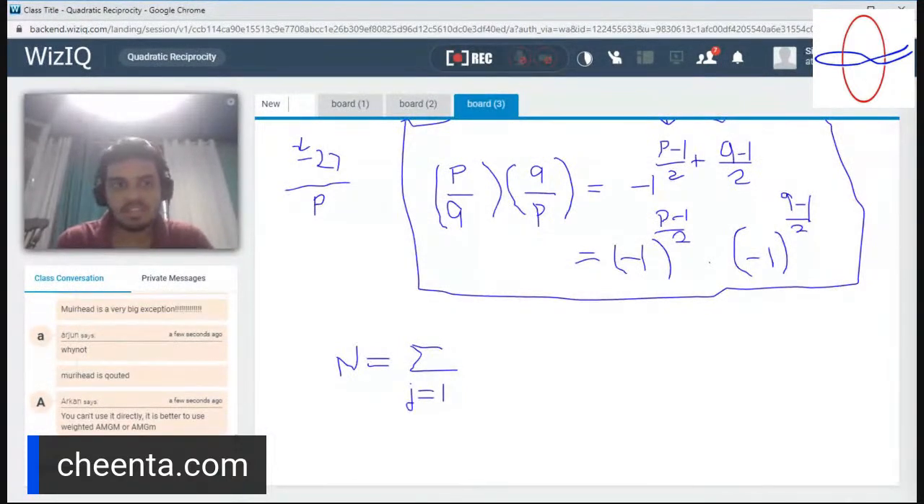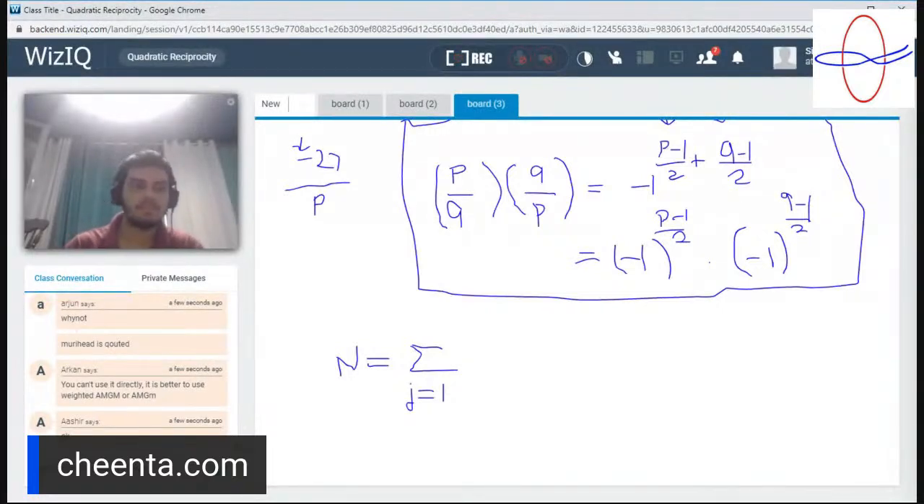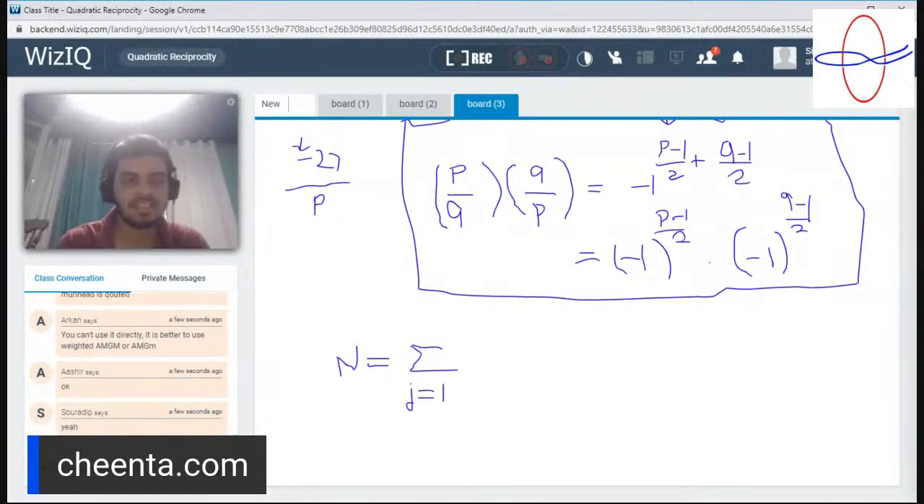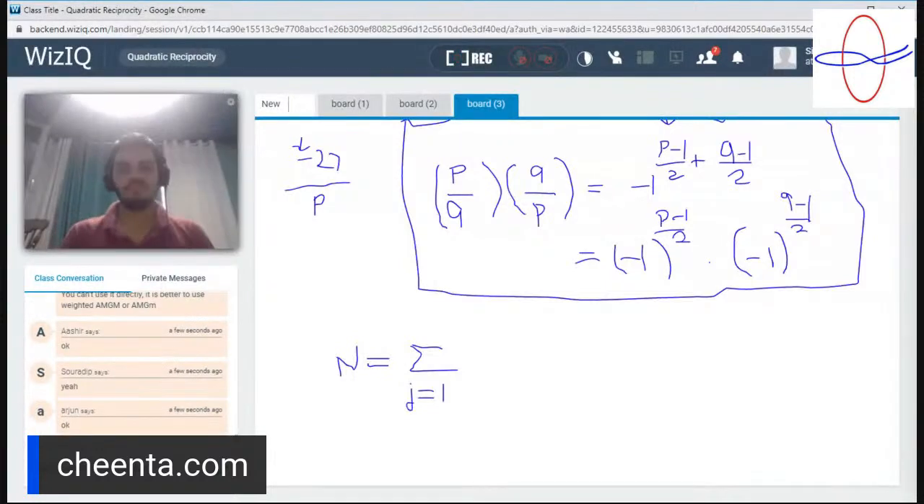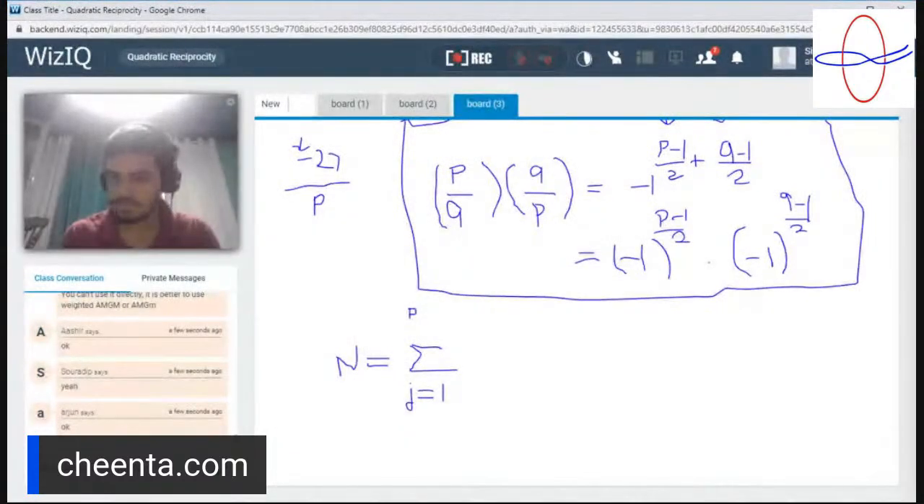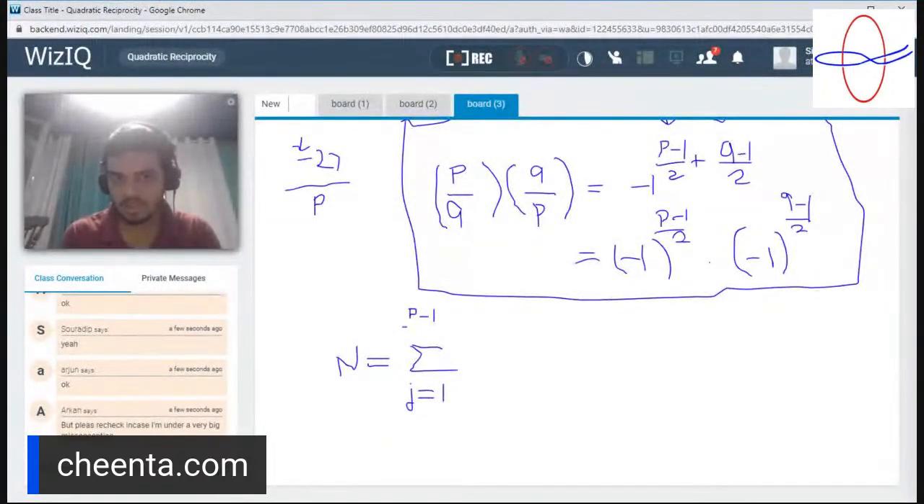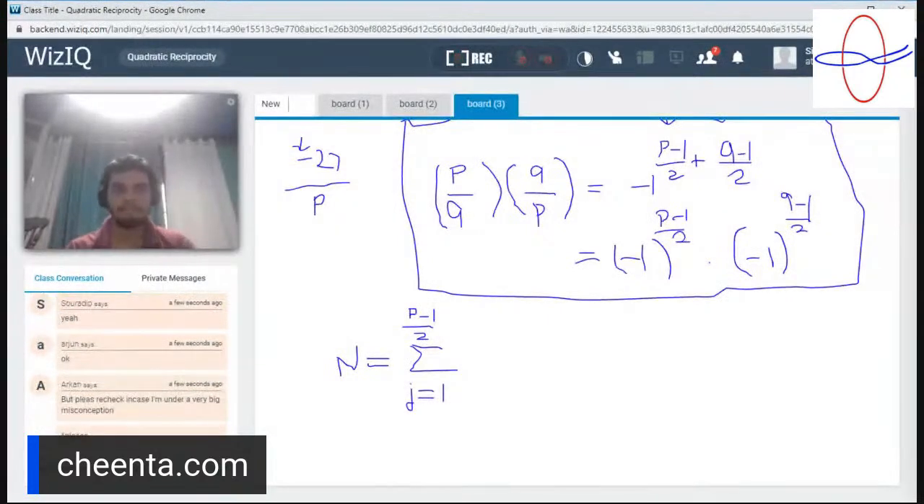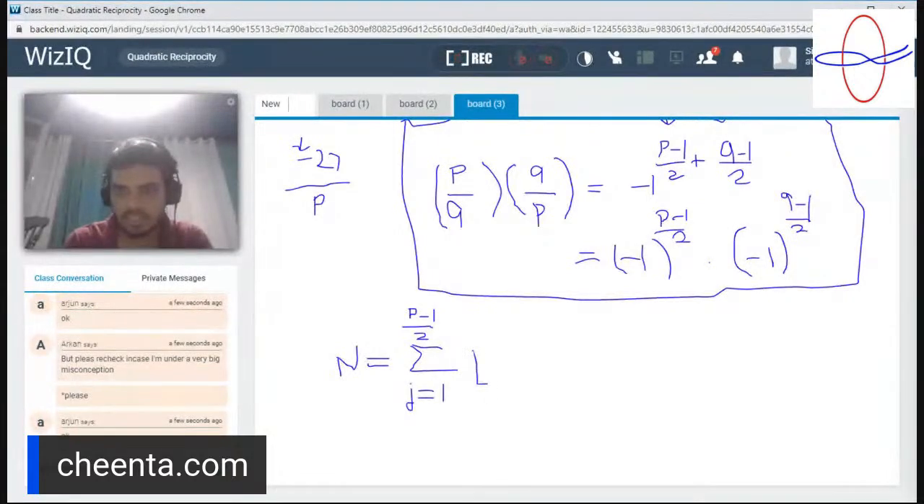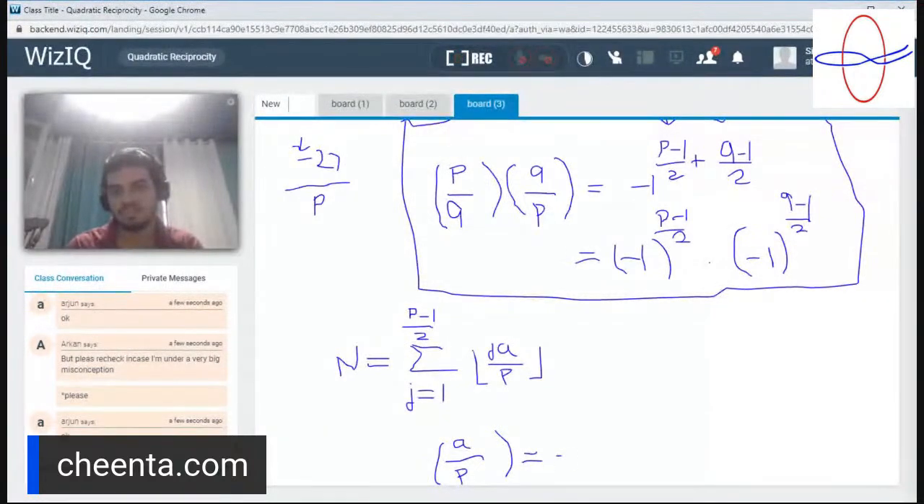So yeah, going back to this, instead of using Gauss's lemma directly, we will use another lemma which says that if n is equal to summation j of floor of j A over B, this value of n, A over B is congruent to minus 1 raised to n. It's equal to actually minus 1 raised to n. And I'll check and come back.